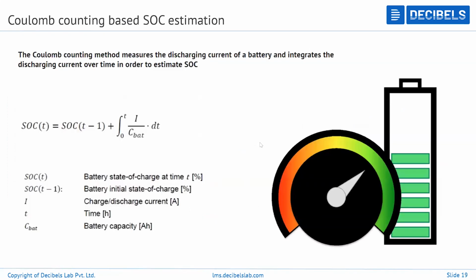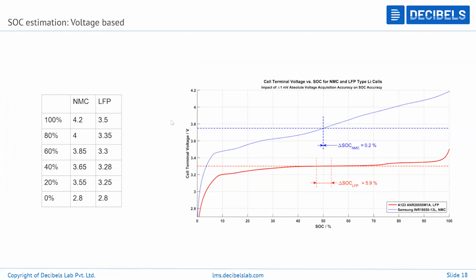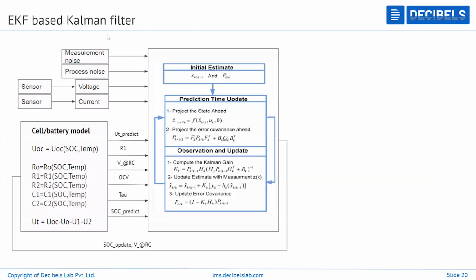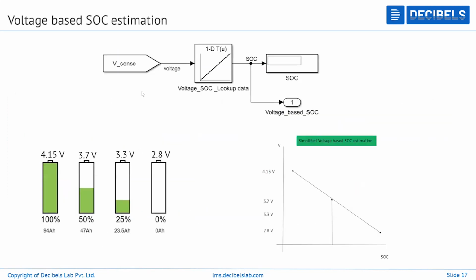And then there is an EKF based Kalman filter, which is very complex. Let's not worry about that right now. So when I talk about voltage based SOC estimation, you should have data on the OCV and the resistance of your cells in order to derive this approach.